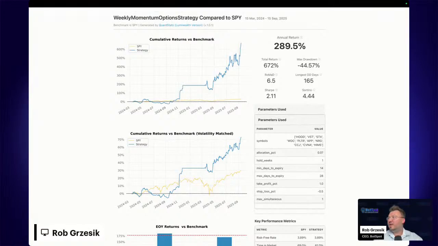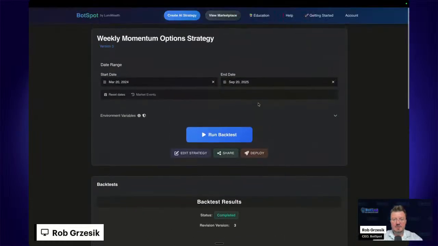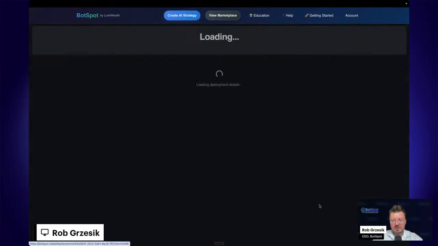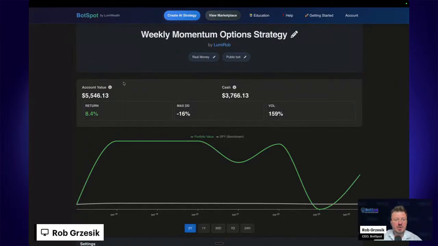So let's talk about what happened to the actual account. We can actually see it in BotSpot. As I mentioned before, I'm going to go into my deployments, view the strategy, and view the live performance. And this is basically what happened. We have an account that started off at $5,104. This is real money. Let me actually log into this as well, so you guys can see my real account and what has been happening. So I'm going to find here my list of brokers that we connect to.